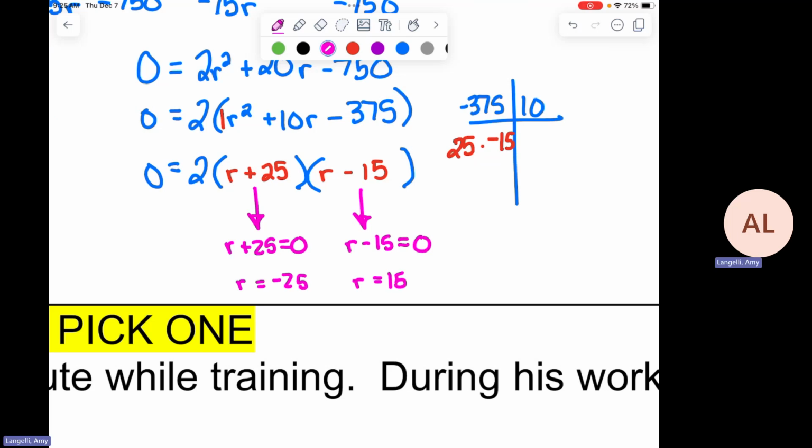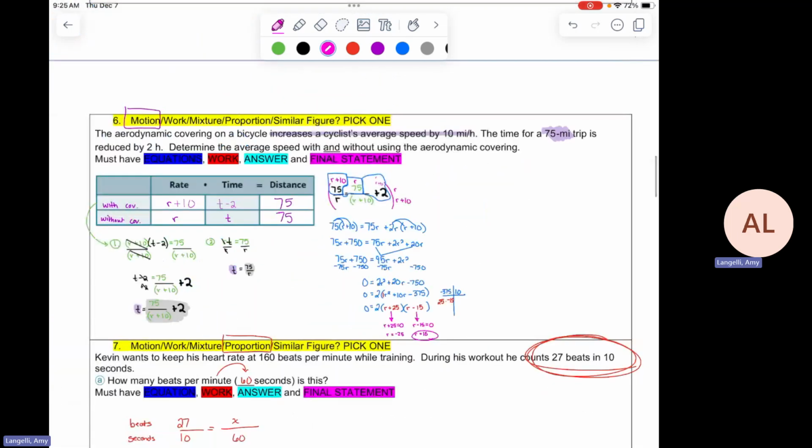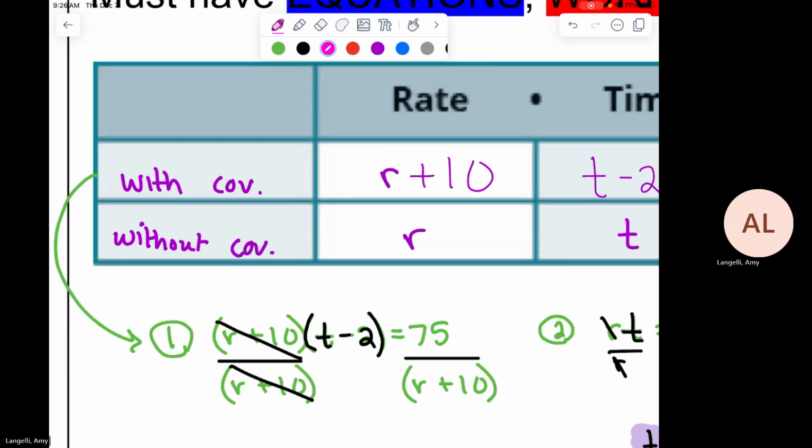Let's pause. We definitely have one of those is legit. If this were just math, we'd be done. Our answers would be done. But this is a word problem. So what is R? Positive 15. I like that one. So we did our equations, we did our work, we have our answer. What's the statement? Who can answer the actual question? And maybe you need to look at this to answer the actual question.